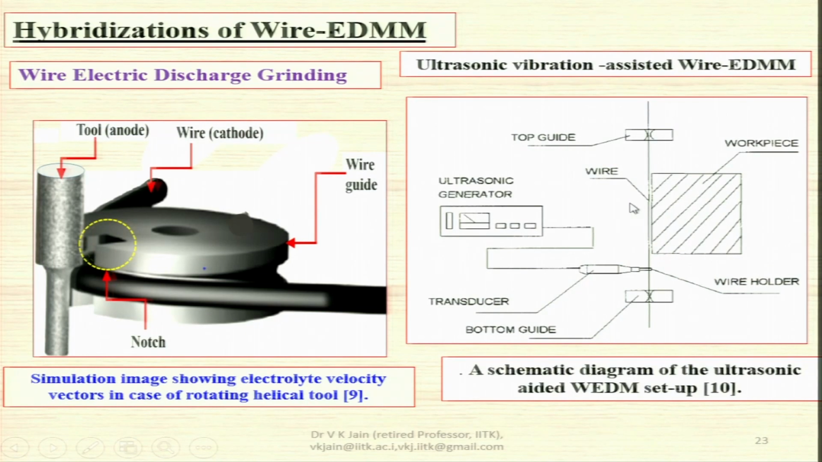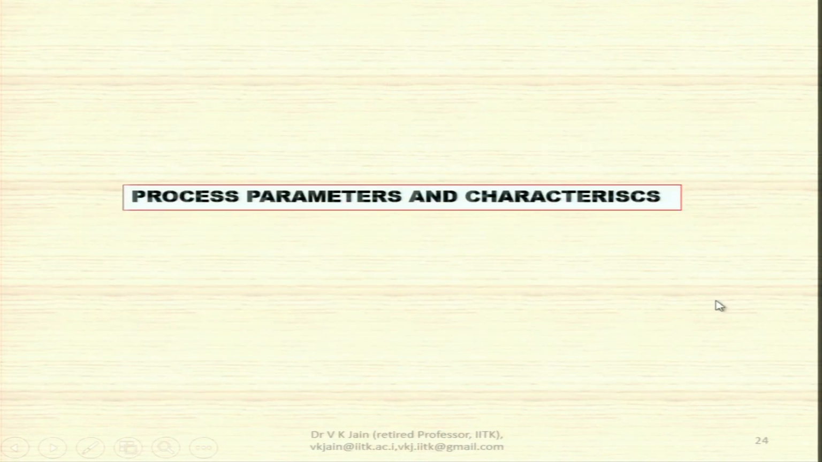This is the workpiece, this is the wire. Sparking will take place between the two, and you will have the power supply. Then you have the ultrasonic generator, which can vibrate the wire at ultrasonic frequency. You have the transducer. This is the bottom guide and wire holder. Process parameters and characteristics.